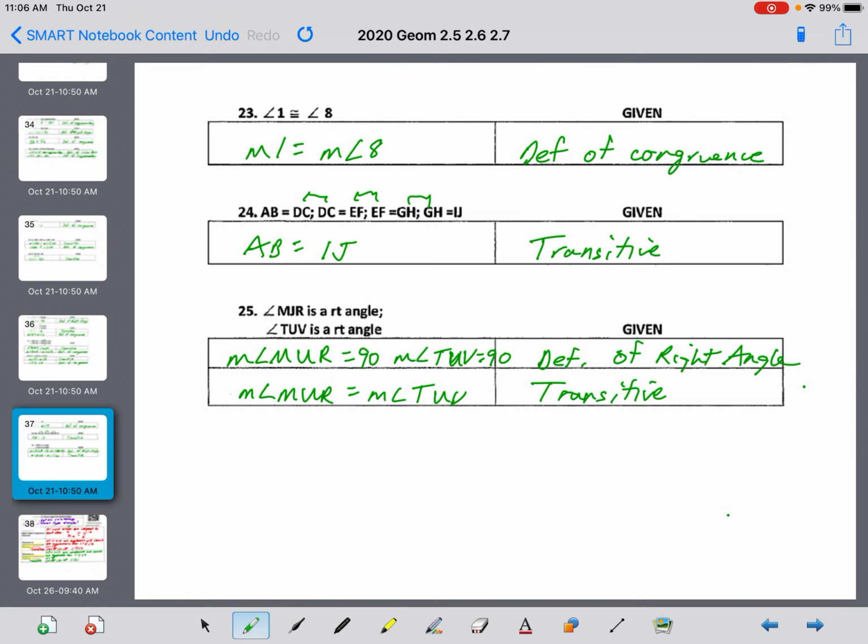All right, that's all I got here. So copy this down and then also do the quizzes for today.